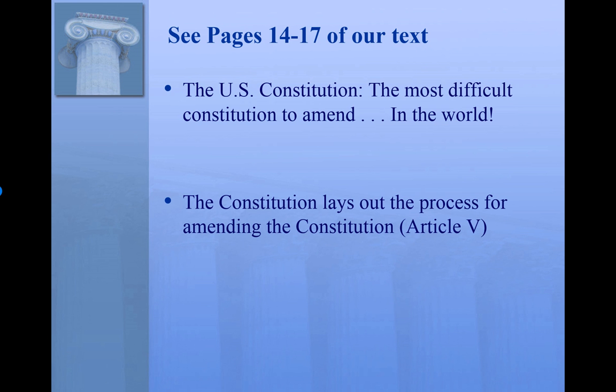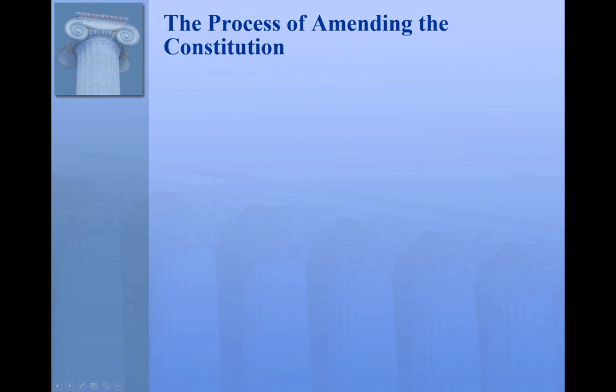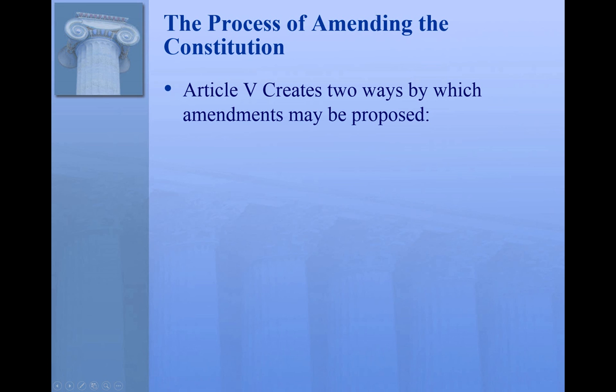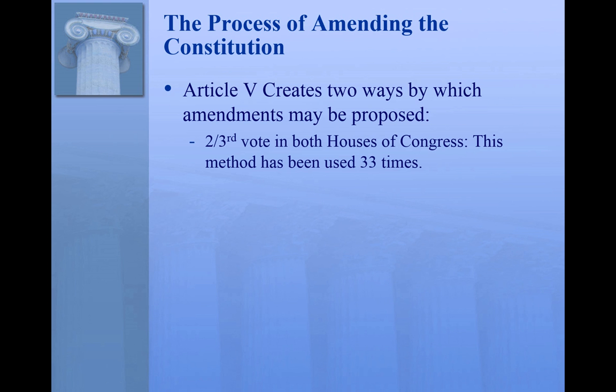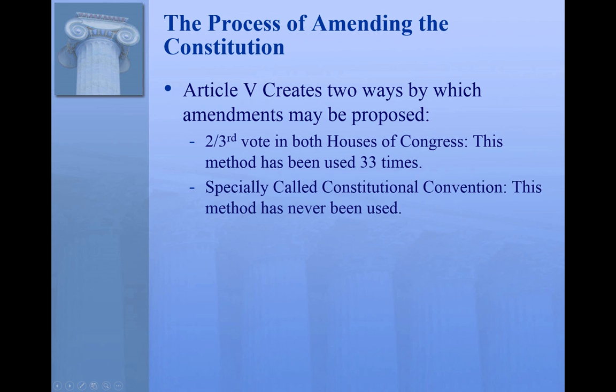So as I said, the Constitution of the United States lays out a method for proposing and ratifying amendments in Article 5. And here I have a list for you of the two ways in which Article 5 specifies that an amendment may be proposed. To propose an amendment, it must come from either Congress after a 2/3 vote in both houses, or from a specially called constitutional convention.